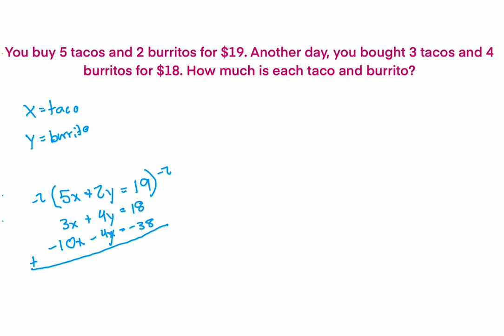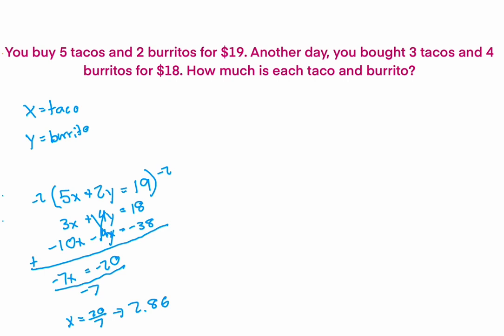We have 3x minus 10x, so it's essentially minus 7x. Our plus 4y minus 4y is going to cancel out. And then we have our 18 minus 38, which is going to be -20. So now we're going to solve for our x. We're going to divide both sides by -7, and x is going to be equal to 20 over 7, which comes out to be roughly 2.86. So this ends up being our price per taco.